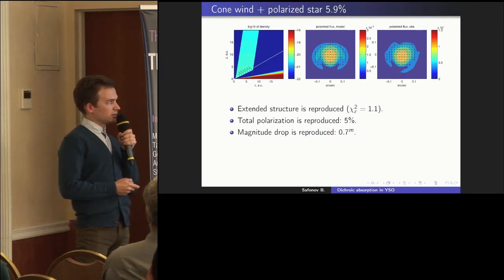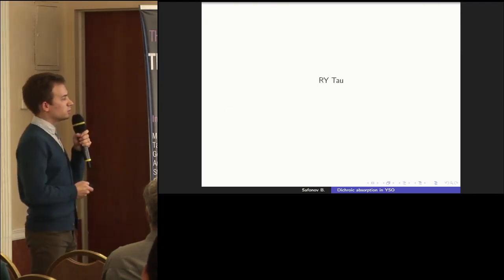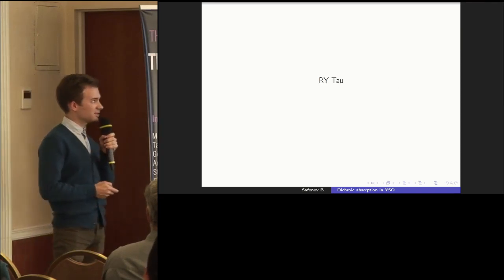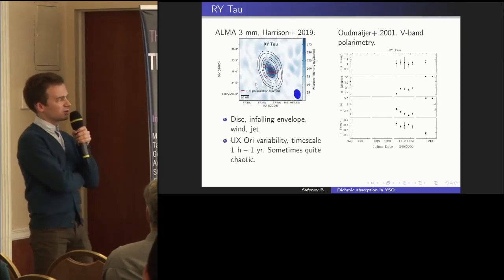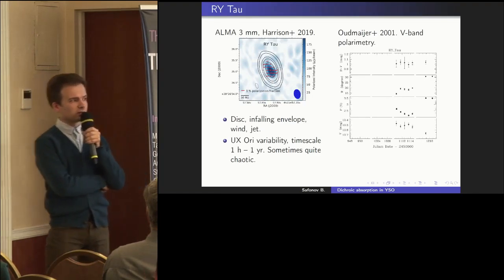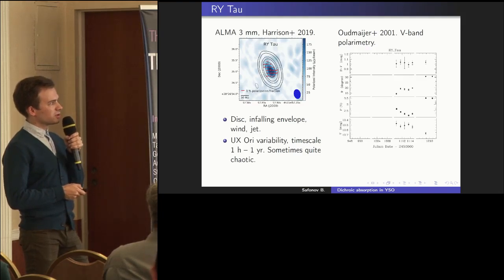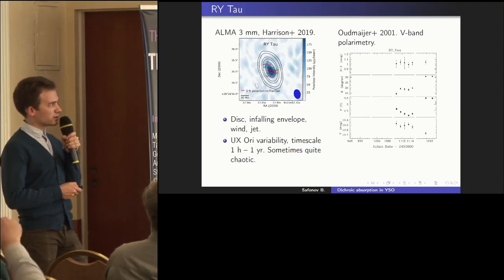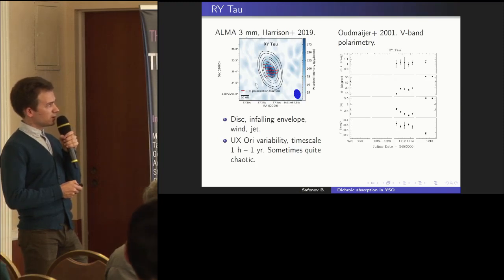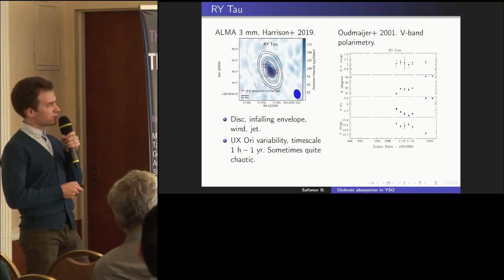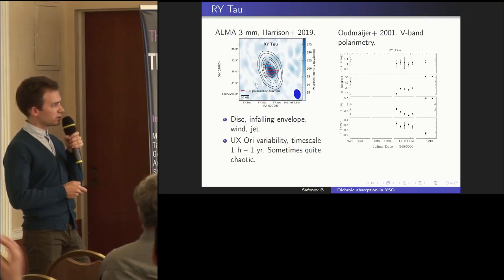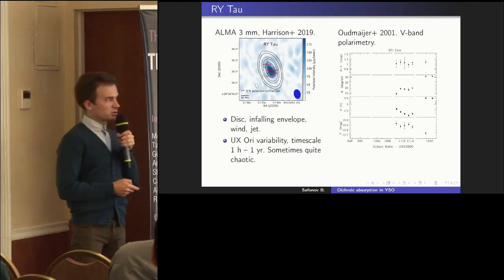So now I would like to go to the next target, RY Tauri. This is also a UX Ori variable, and it demonstrates some chaotic changes in polarization, magnitude and brightness. Recently, its protoplanetary disk was imaged by ALMA, and the direction of the approaching jet is this. So this here is the approaching jet. This object has a very prominent jet.